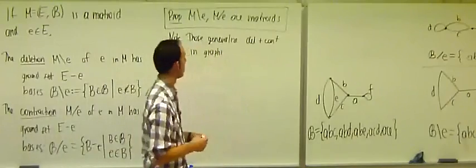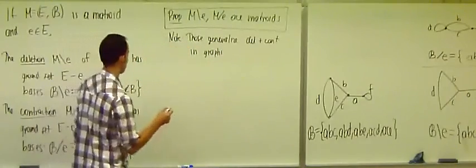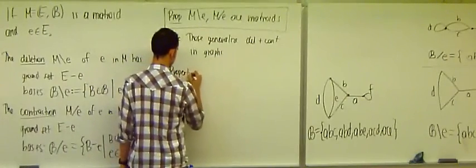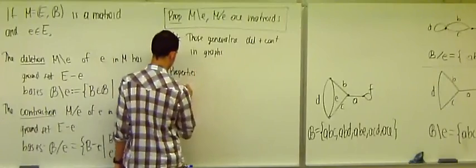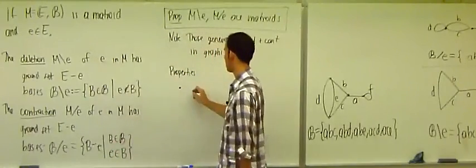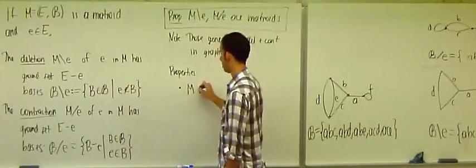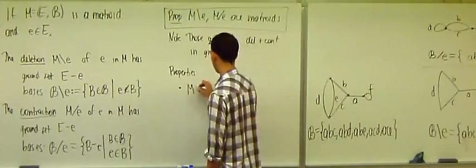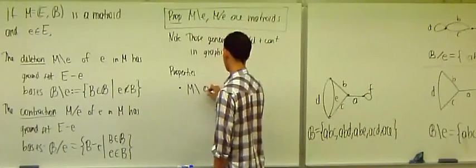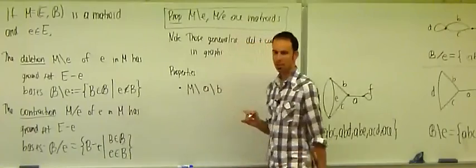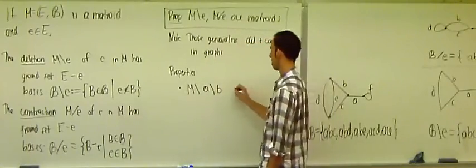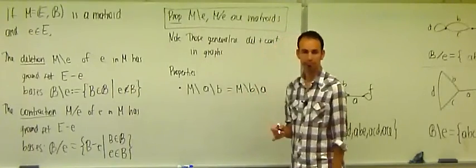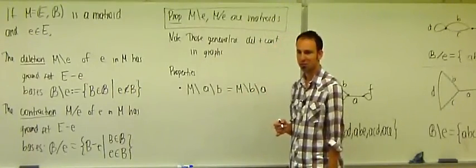Okay. Now, just like with graphs, let me say some obvious properties. One obvious property is that if you have a matroid and you start deleting, if you delete A and then B, that's the same thing as if you delete B and then A. Right? That's pretty obvious, right?